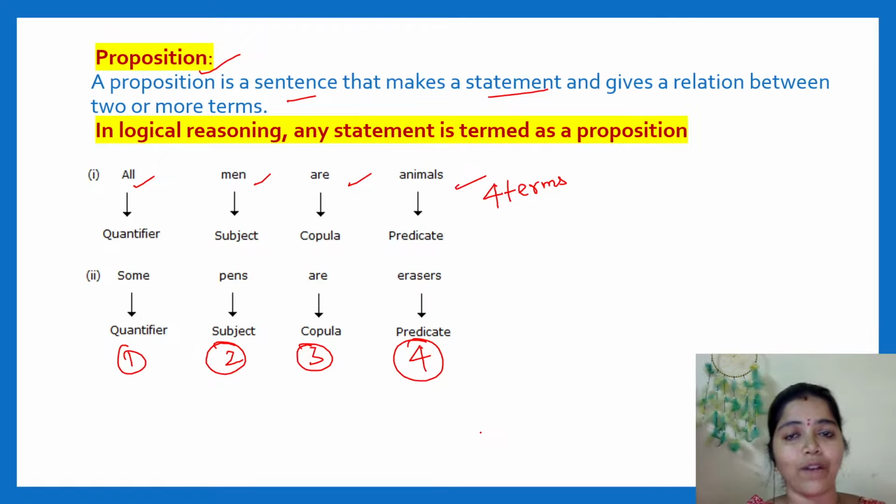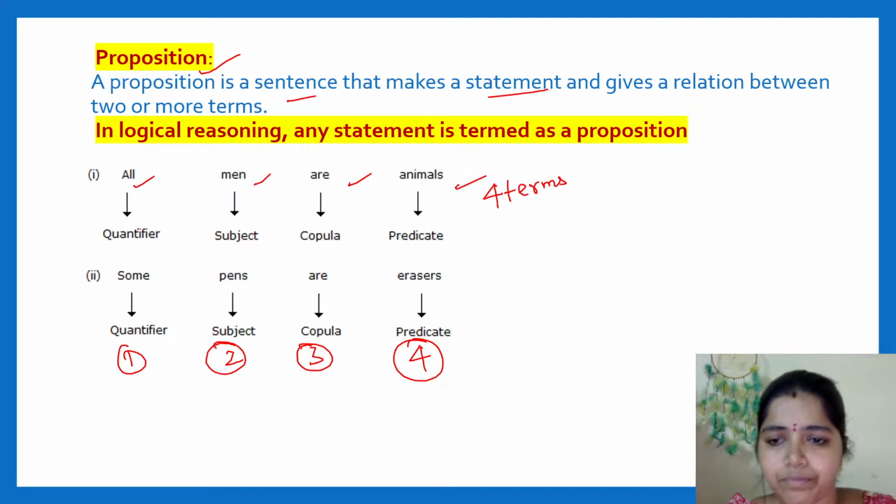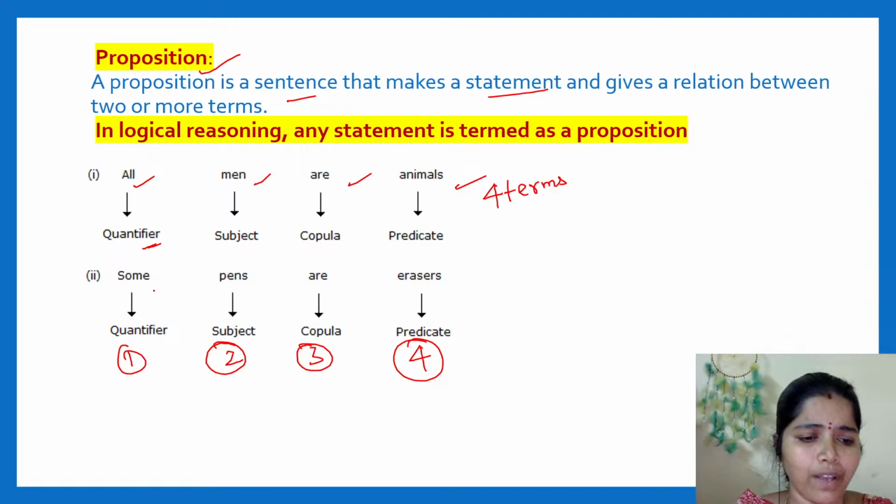I hope you would have studied this in computer science. In which paper? Discrete maths, we have studied quantifiers and types of sentences. It is the same concept here. There we represent it mathematically with symbols; here we represent it in terms of logical reasoning with sentences. That's the difference. Yes, mathematical logic we have studied.